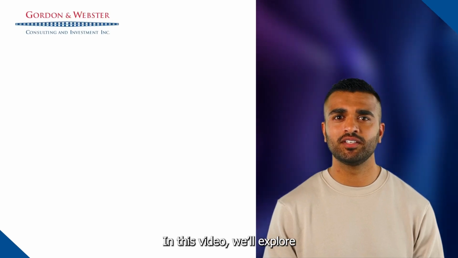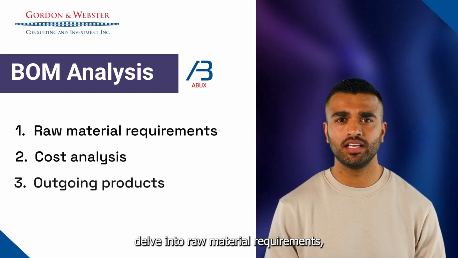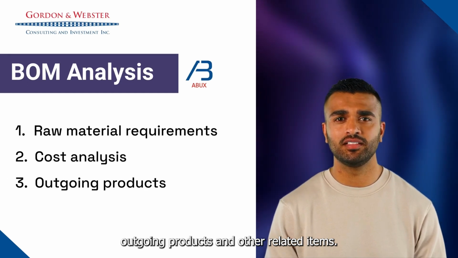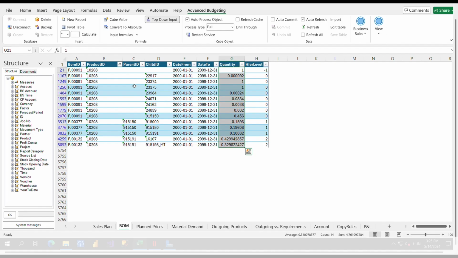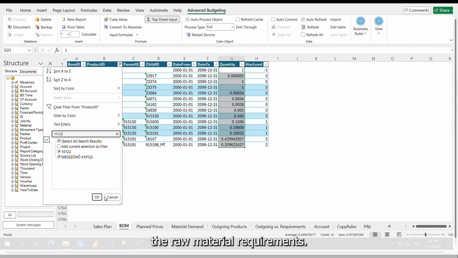Hi! In this video, we'll explore the bill of materials, delve into raw material requirements, outgoing products, and other related items. To ensure the fulfillment of our sales plan and the production of the respective product, we first examine the raw material requirements.